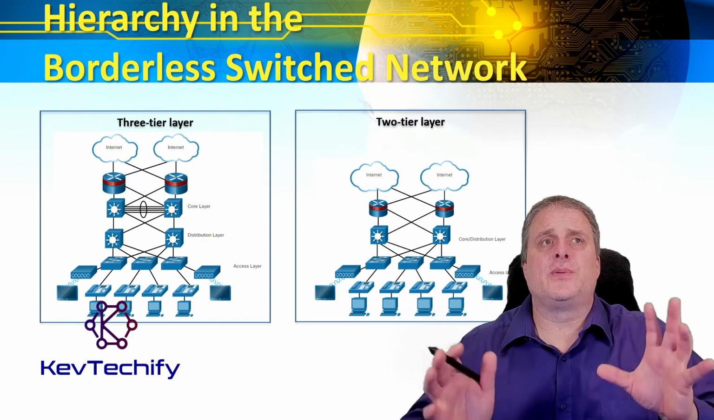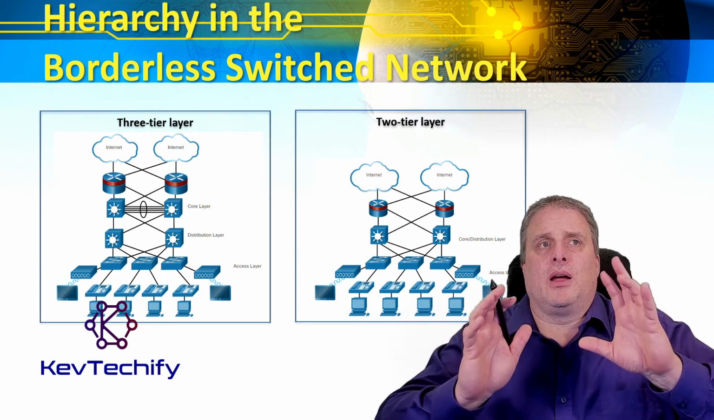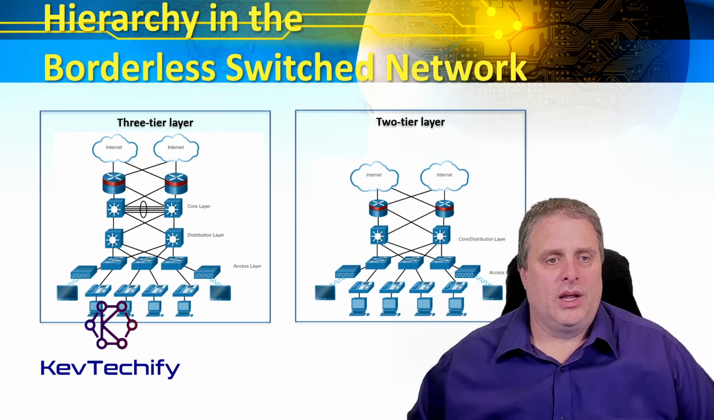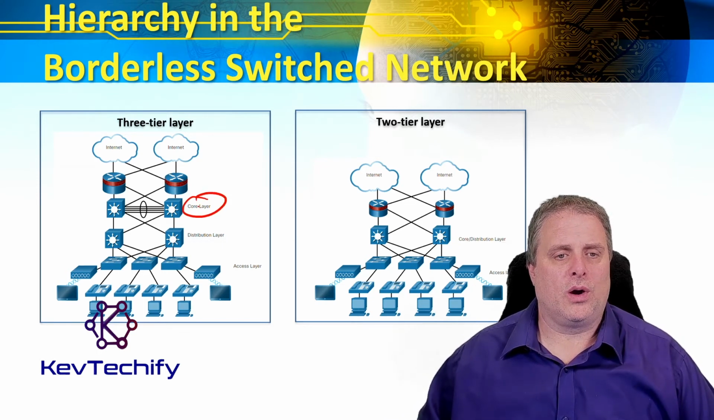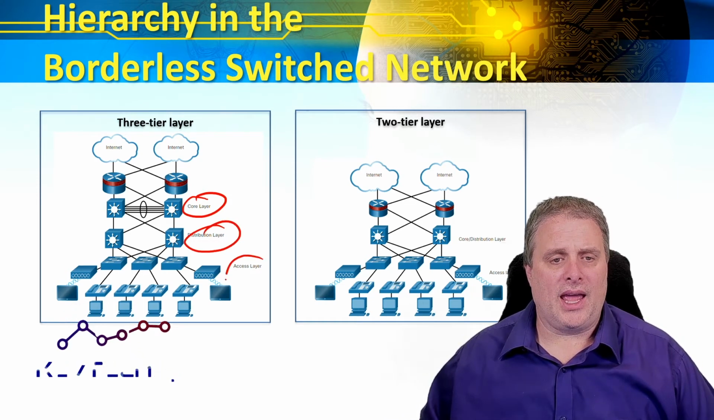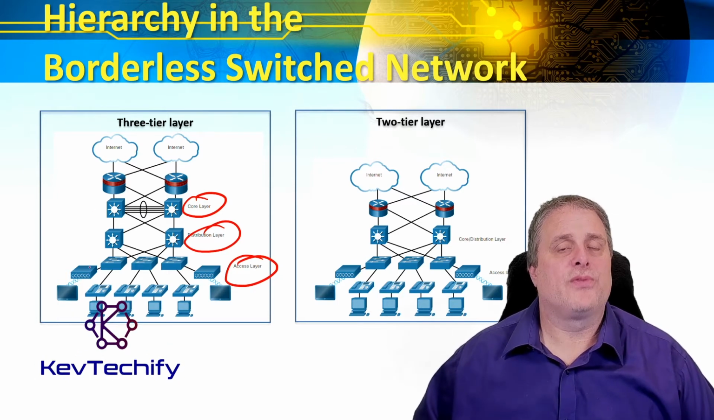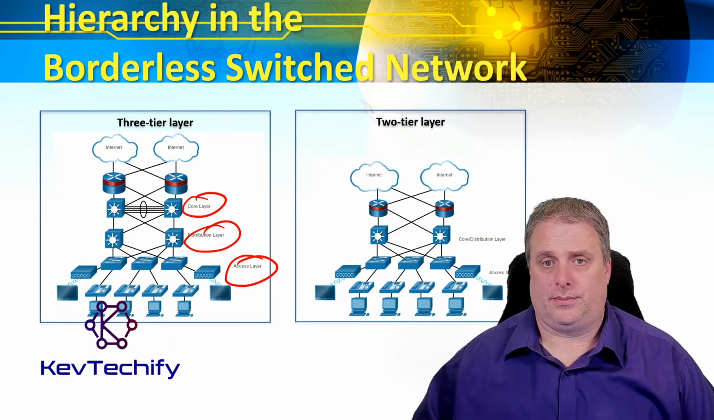There are 2 types of these hierarchical designs. One is a 3-tiered network. That's where each one of these layers, the core network, the distribution, and the access layer, they are all separate. They're all doing their own functions. This is for a bigger company.